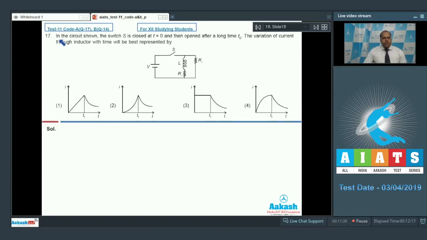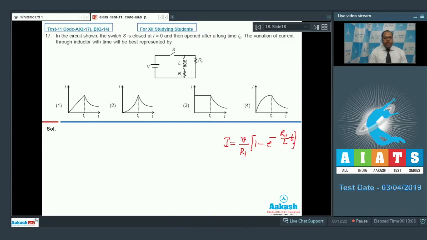In question number 17, in the circuit shown, the switch S is closed at t equal to 0 and then opened after a long time t naught. The variation of current through inductor with time will be best represented by. So when the switch is closed at t equal to 0, the current will start passing through the inductor and there is a growth of current through the inductor. In that situation, the current through the inductor can be written as V by R1 into (1 minus e raised to the power minus R1 by L into t).